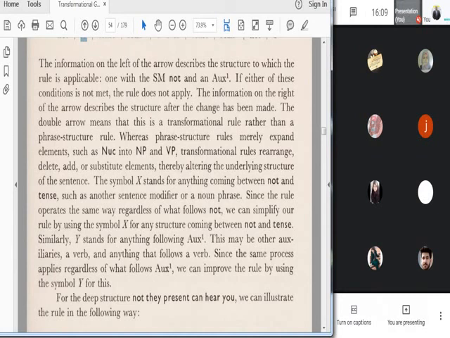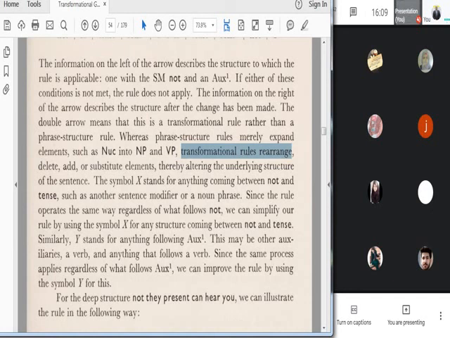Nice. Nicely said. Phrase structure rules merely expand elements such as nucleus into NP and VP. Transformational rules rearrange. Pay attention to this. Phrase structure rules only expand. They do not delete, they do not add or rearrange. What is the job of the transformational rules?